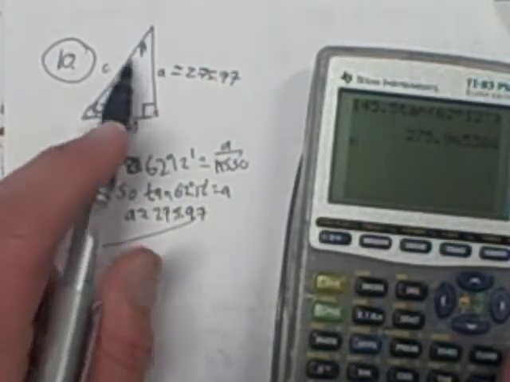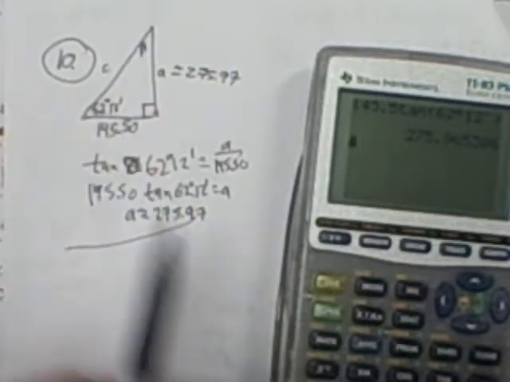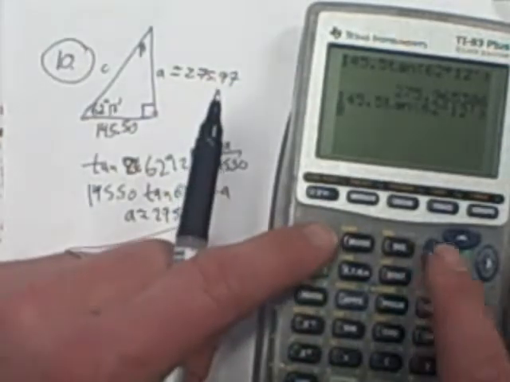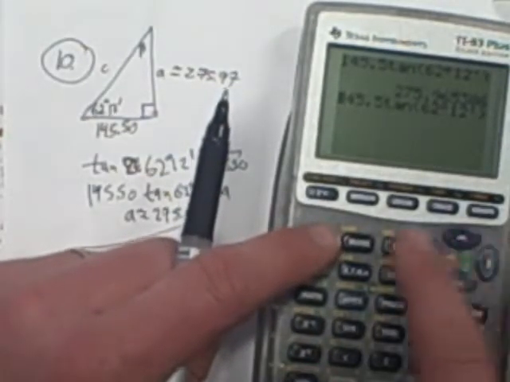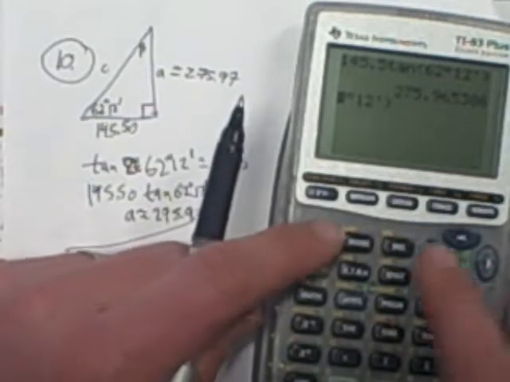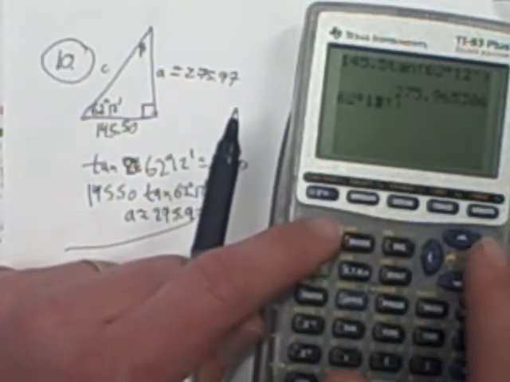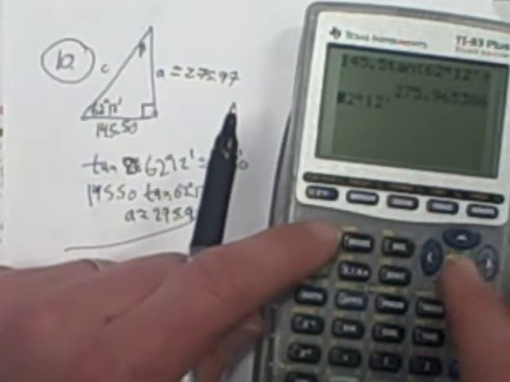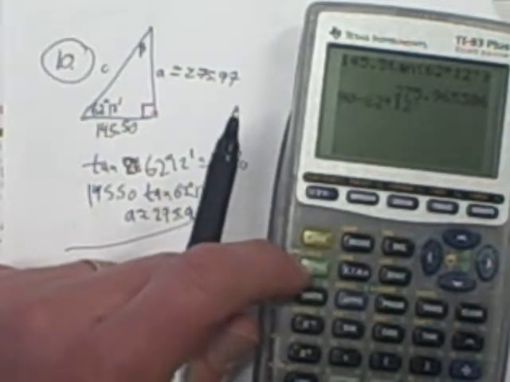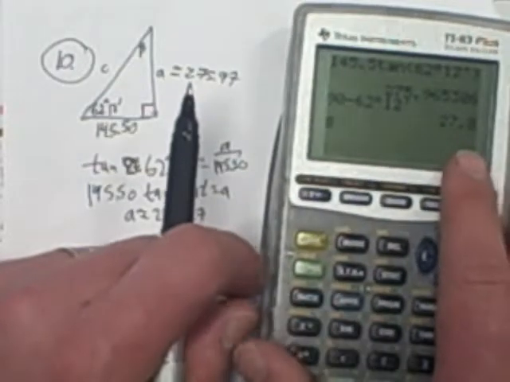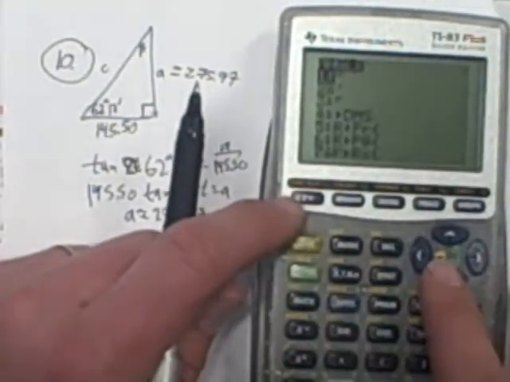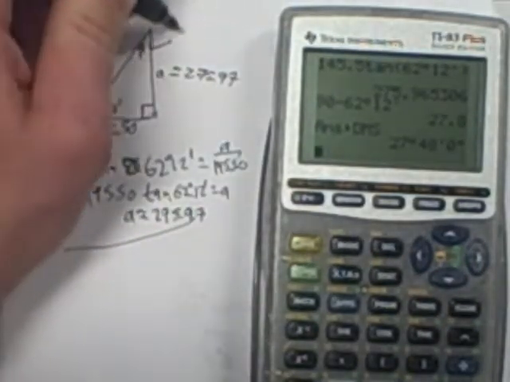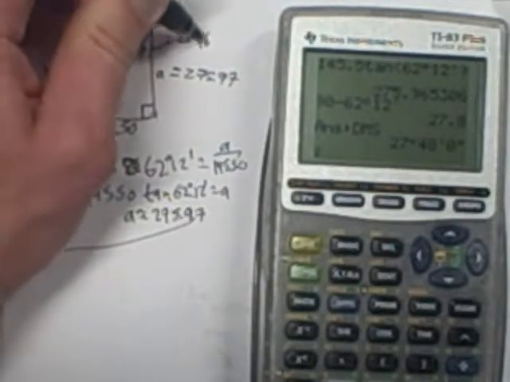I know this missing angle. I know the sum of the angles is 180, so these two angles have to add to 90. I just want to keep that 62 degrees, 12 minutes so I don't have to type it back in. That may have been more work than typing it back in. And then I'm going to go 90 minus that. I have 27.8. Remember, if I want it in degrees and minutes, I can choose that DMS off the angle menu. So this is about 27 degrees, 48 minutes.